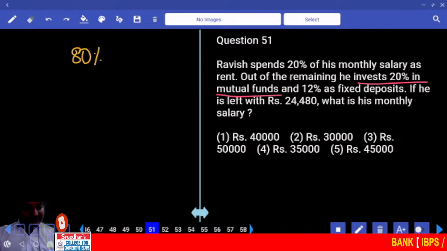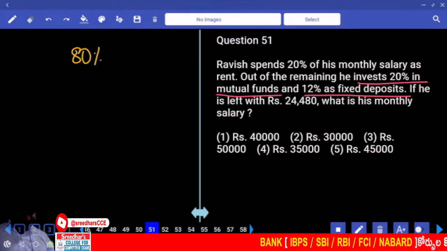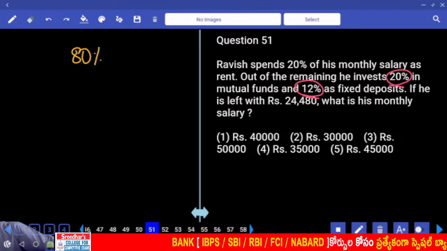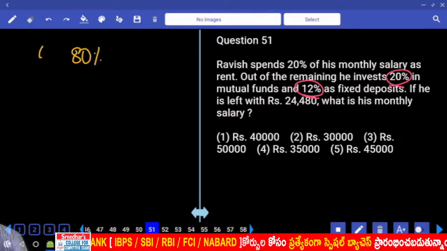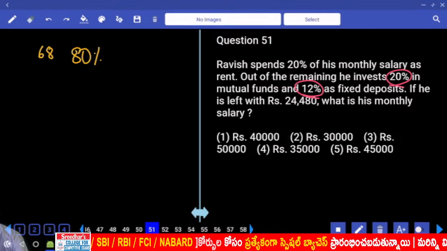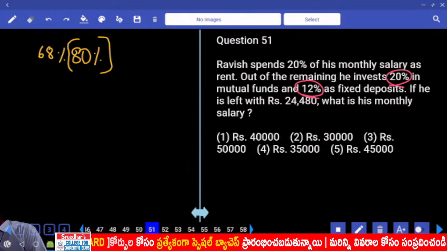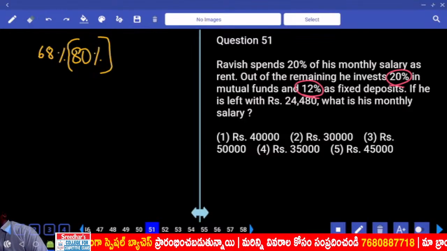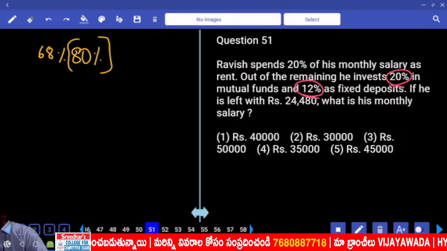This 20% is calculated on 80. 12% as fixed deposit, this 12% is also calculated on 80%. So out of 80%, 20% and 12% both together, 32% is already spent. Remaining 68% of this number. 68 or 48? 68.